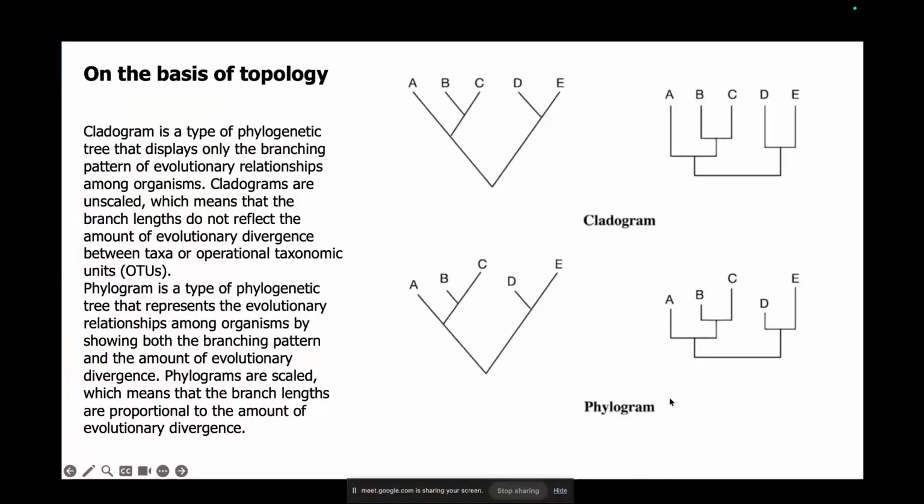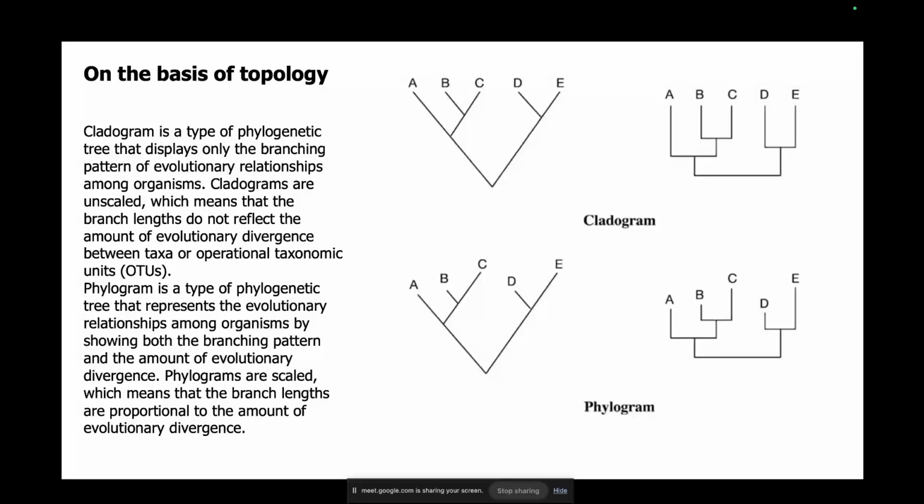Yeah, based on topology, it can. There are two types of these phylogenetic trees: the first one is cladogram and the second is phylogram. The cladogram is basically a type of phylogenetic tree that displays only the branching pattern of the evolutionary relationships among organisms or proteins, in our case.